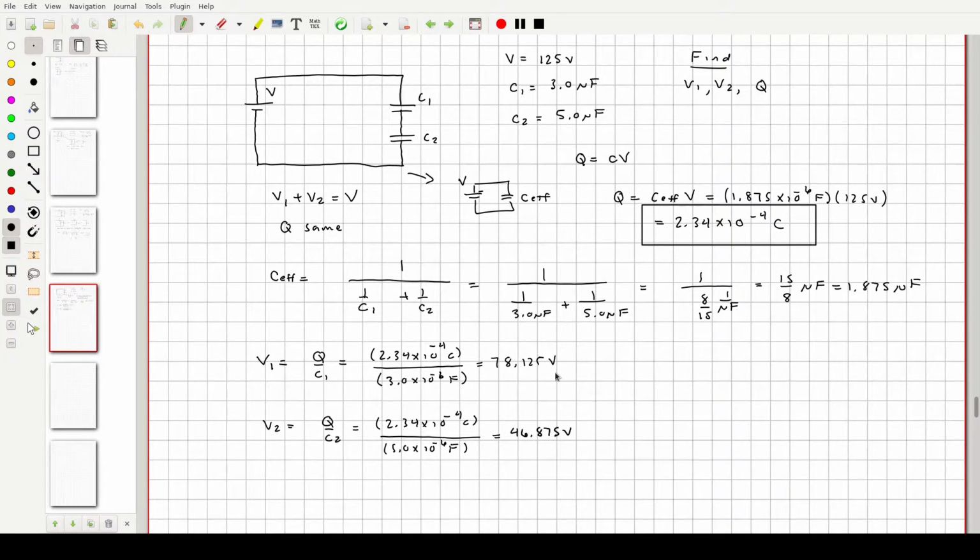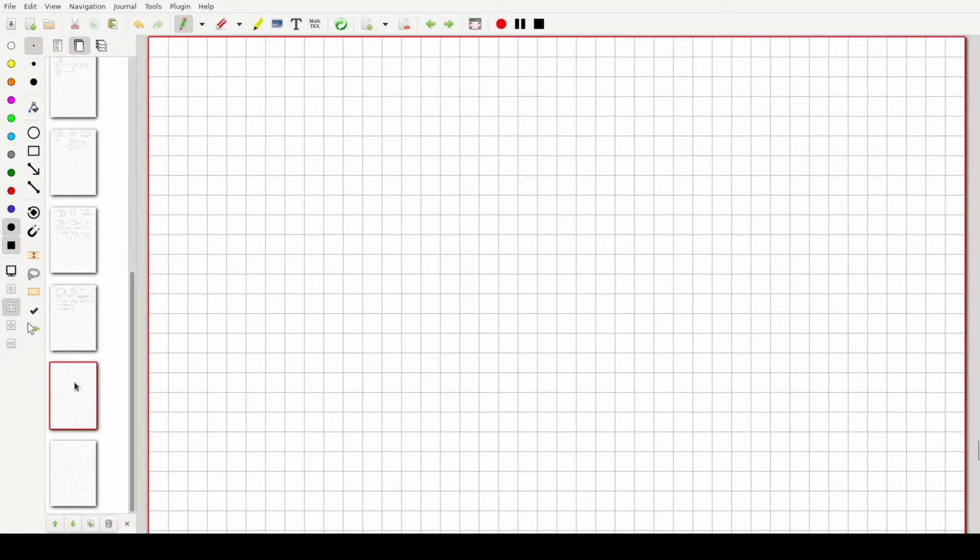Now watch this. The way to check it is to see if this holds true. So when I add this to this, I should get 125 volts. And sure enough, when you add 46.875 to 78.125, you get 125. So we found the voltage across both of the components, and we found the charge on the components as well. Now, let's do another example. We'll do a more complicated one now.